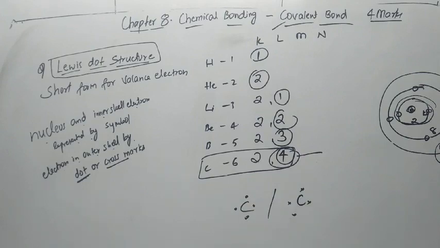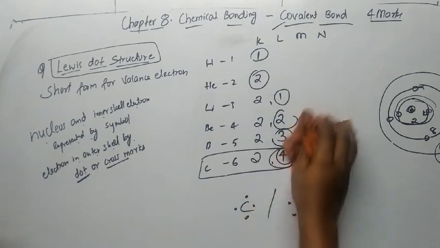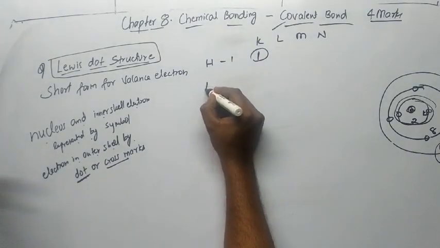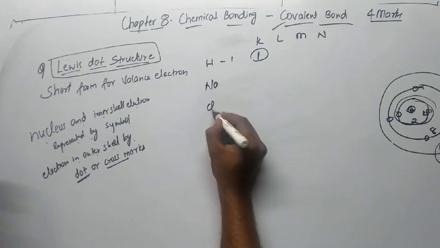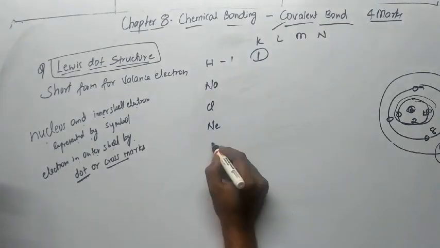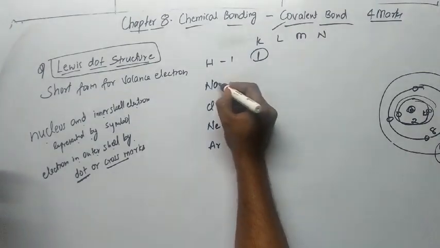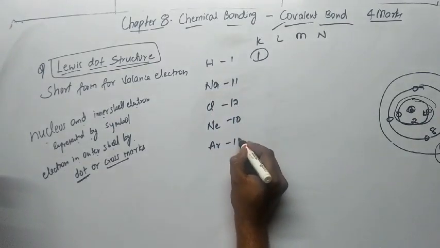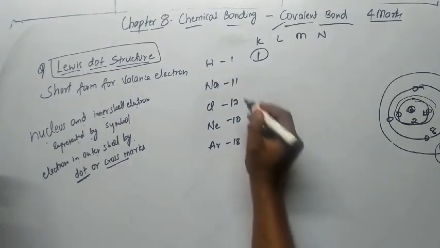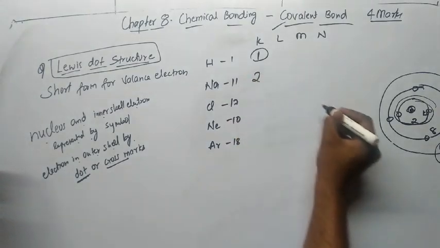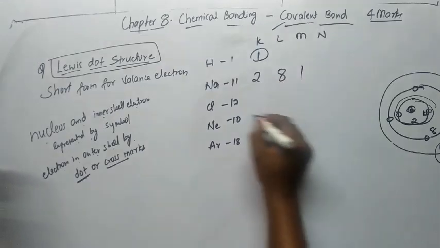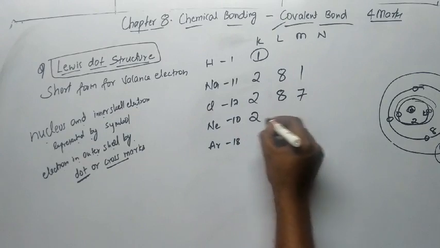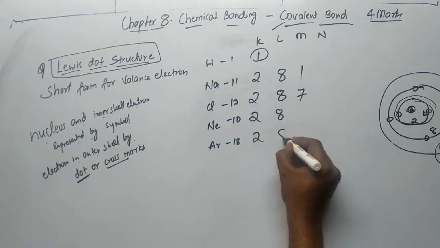Similarly, if you try for some other elements, for example, we'll try for sodium, chlorine, neon, argon. So sodium atomic number 11, 17, 10, this is 18. So now we'll try to divide the shells. So sodium, in the first shell it has 2 electrons, second shell 8, third shell 1. This one 2, 8, 7, 2, 8, 2, 8, 8.